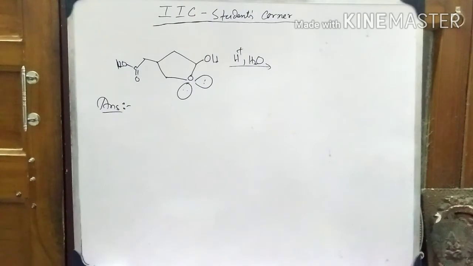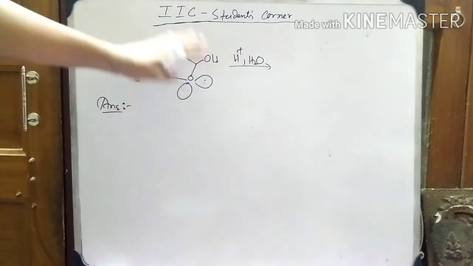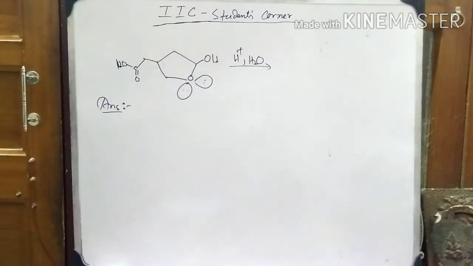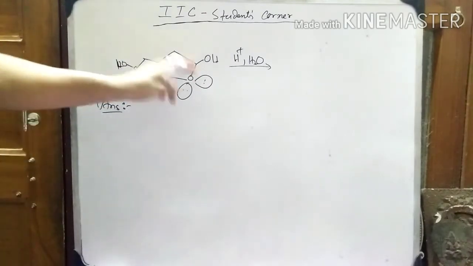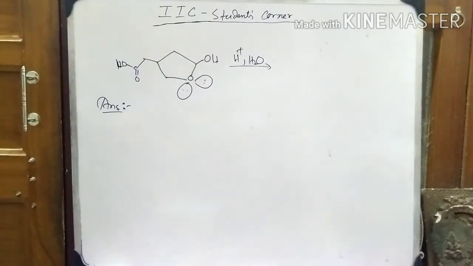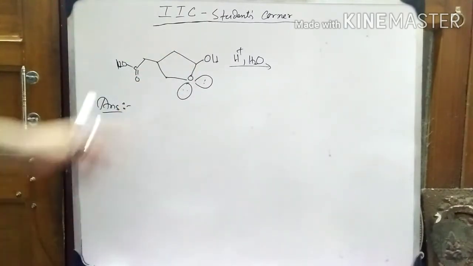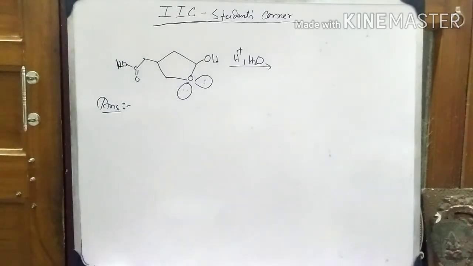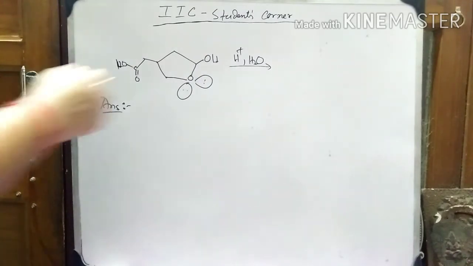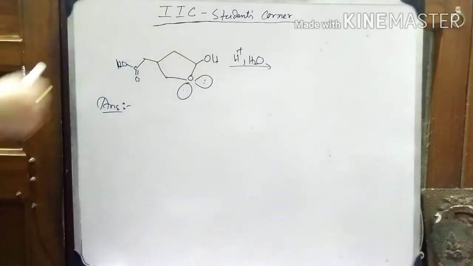The question is that a tetrahydrofuran with an adjacent OH in its second position and a CH2COOH group in its third position is being hydrolyzed in the presence of acid. So what will be the product of this reaction? See, here four oxygens are present.